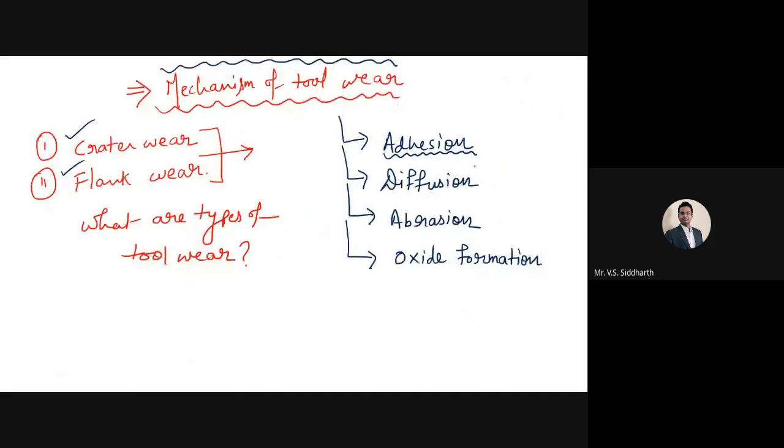Now another one is diffusion. Diffusion happens at high temperatures. At a very, very high temperature, atomic transfer takes place. Means atoms from the tool might transfer to the workpiece, and atoms from the workpiece might transfer to the tool. At very high temperature, such diffusion of atoms will take place. And this diffusion of atoms is accelerated when the tool material has a great affinity towards the work material. I will give you one example.